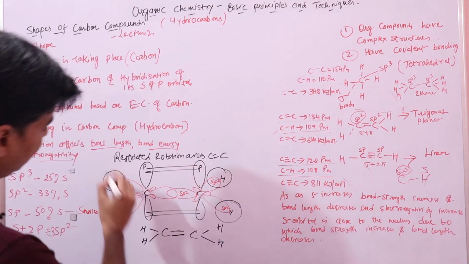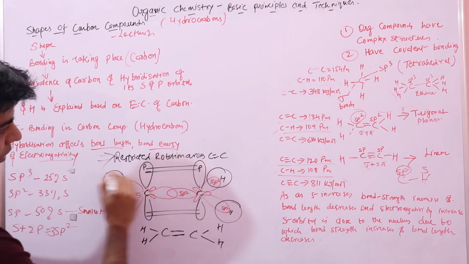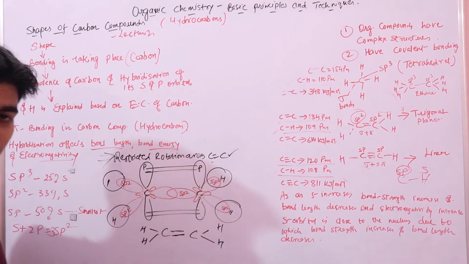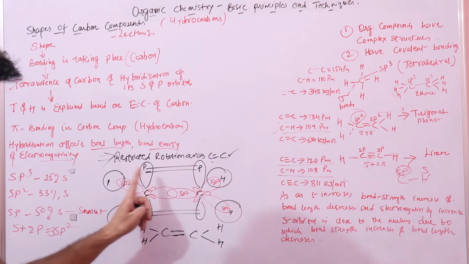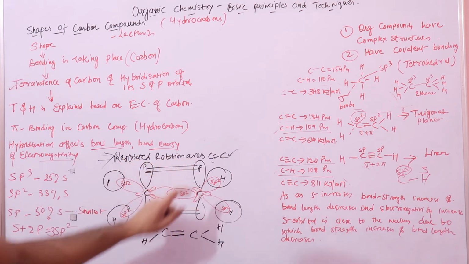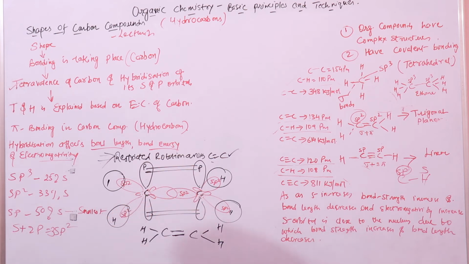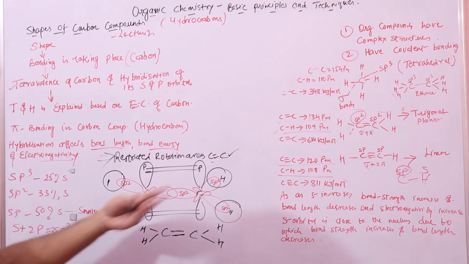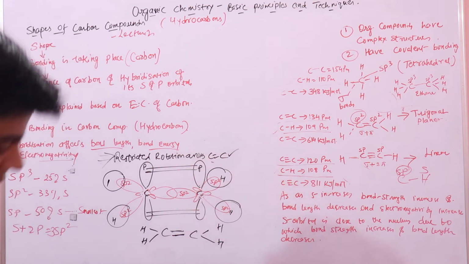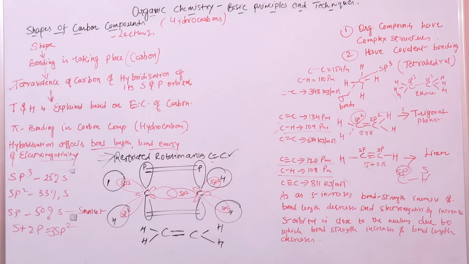So two things: restricted rotation about the carbon-carbon double bond, and second, high electron density above and below this plane. That makes it reactive. I hope till this point it is clear.